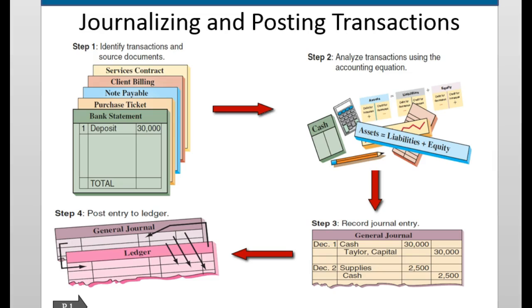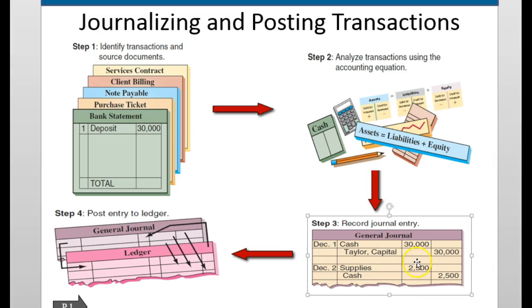Here we're looking at journalizing and posting. First you identify the source document, right? You analyze it with the assets, liabilities, and owner's equity equation. Is it cash? Is it an asset? Is it a liability? What are we going to do with it? Then you're going to post it. And this is your first experience with a journal entry. It's a little teeny one, but remember the first transaction we did?